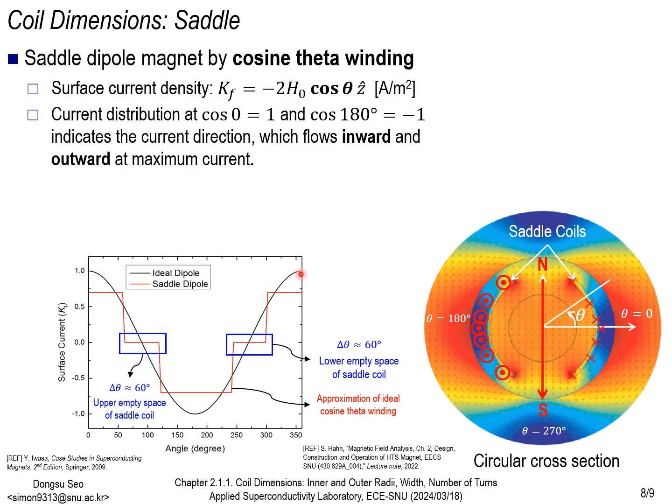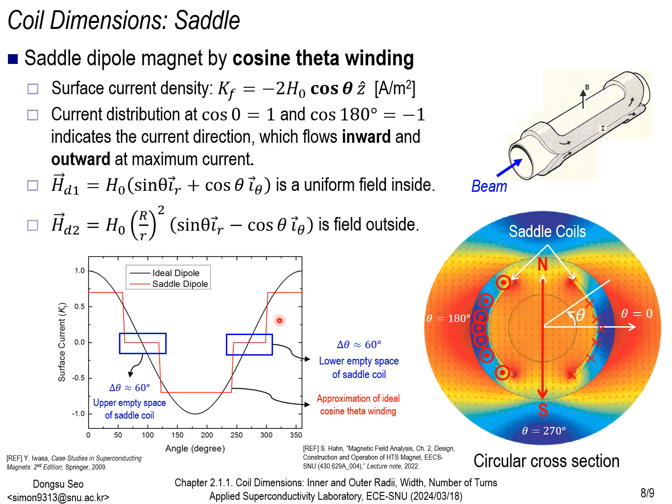However, the ideal cosine theta winding is impractical to demonstrate here. Thus, we use a step function that shows that the upper and lower parts of the saddle coil must be empty, and the degree range in the blue boxes in the graph is fixed at 60 degrees.